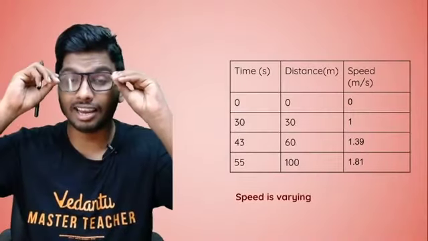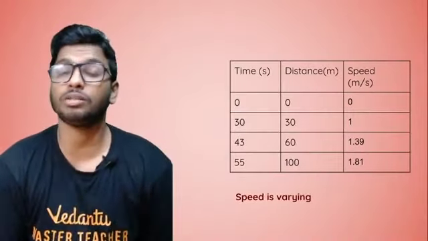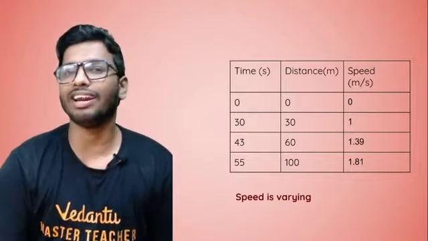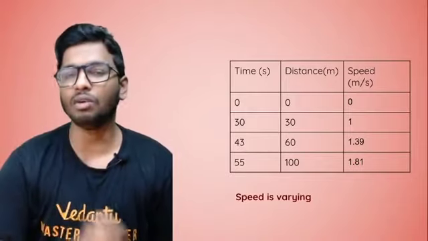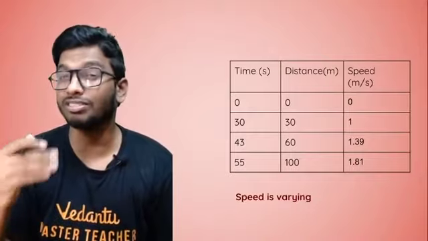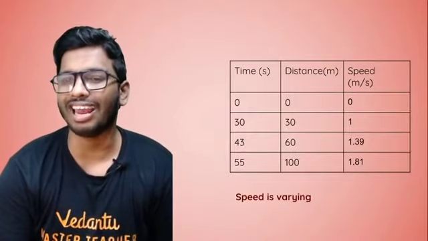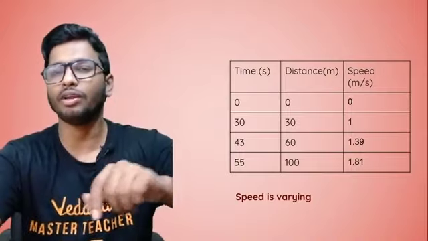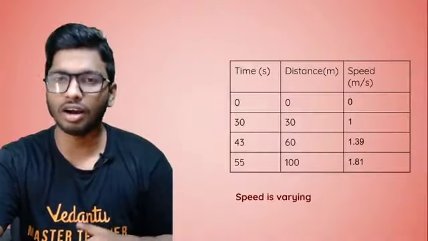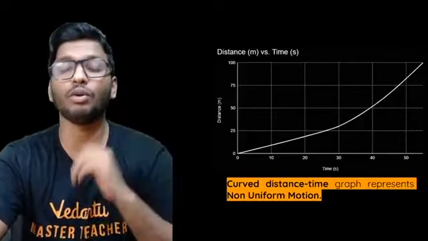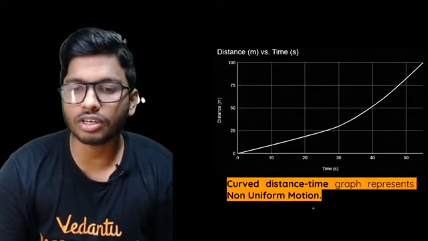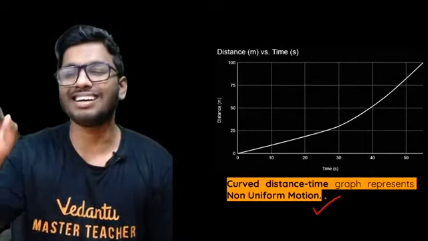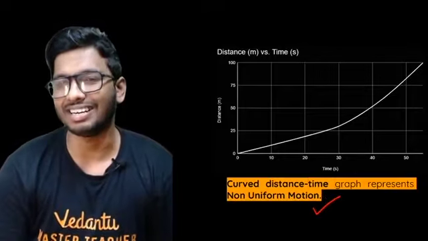Like I told you, if you were to find the speed using the formula, speed is distance by time, for the first one you'll get 1 meter per second. For the second time interval, you would get 1.39. For the third one, you get 1.81 meters per second. So the speed is varying, and that is why the graph is also a curved line. From this, you can come to the conclusion that for a non-uniform motion, the distance time graph is going to be a curved line and not a linear line.